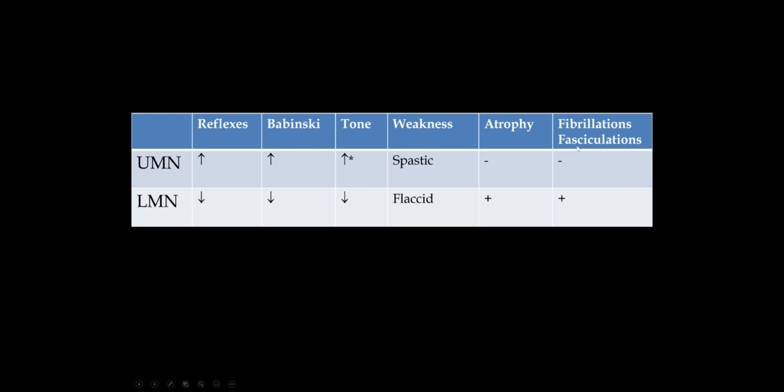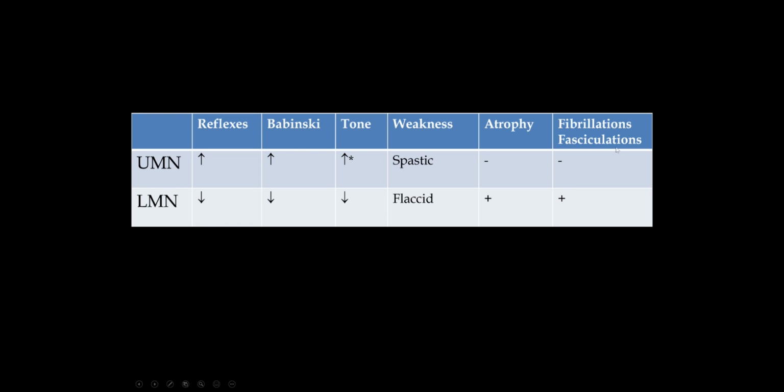And then finally, fibrillations and fasciculations. Fasciculations can be seen with any lower motor neuron lesion, again, most classically with an anterior horn cell condition like ALS. Fibrillations you only see in the EMG lab. So if you put a needle in the muscle in a patient that has a lower motor neuron condition, we'll look for fibrillations. Okay, and later on we'll describe and define what is a fibrillation.